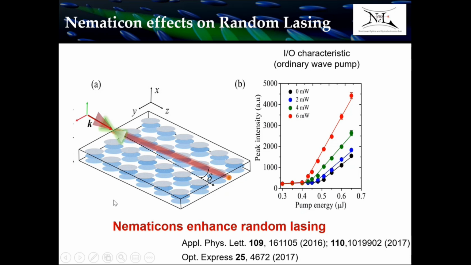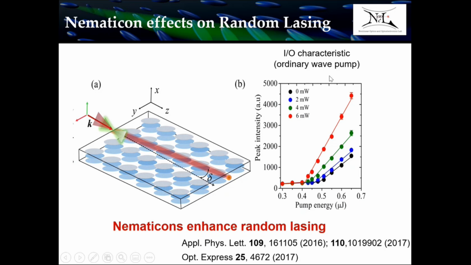The pump was a doubled neodymium YAG at about a millijoule energy level. And here you see the pump energy per pulse indicated in microjoules. And here you see the peak intensity at the output of the random lasing system for various CW milliwatt power in the near-infrared beam. So we have two parameters. We have the pump energy to pump the system, and we have the control light in the near-infrared to form a soliton and guide the laser emission.